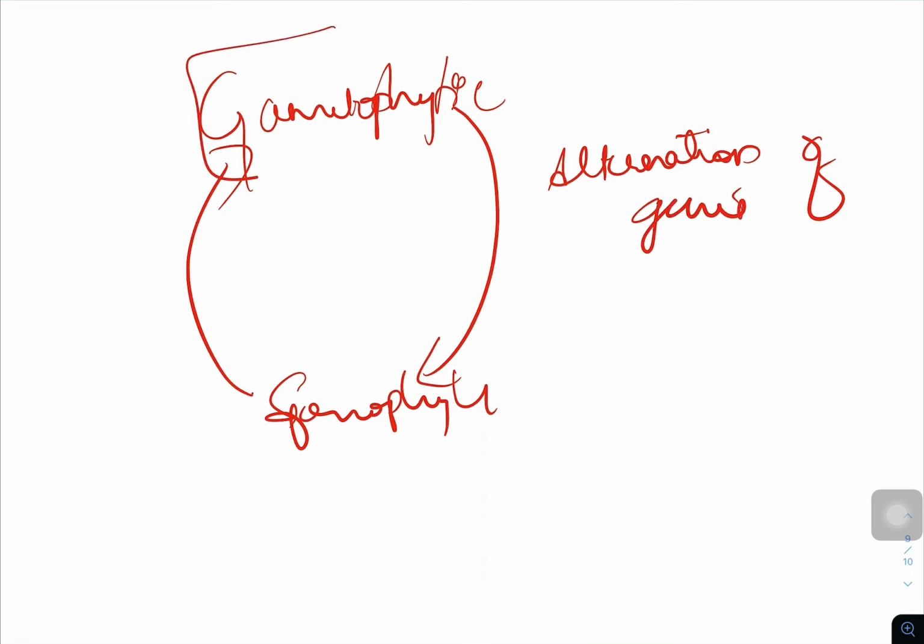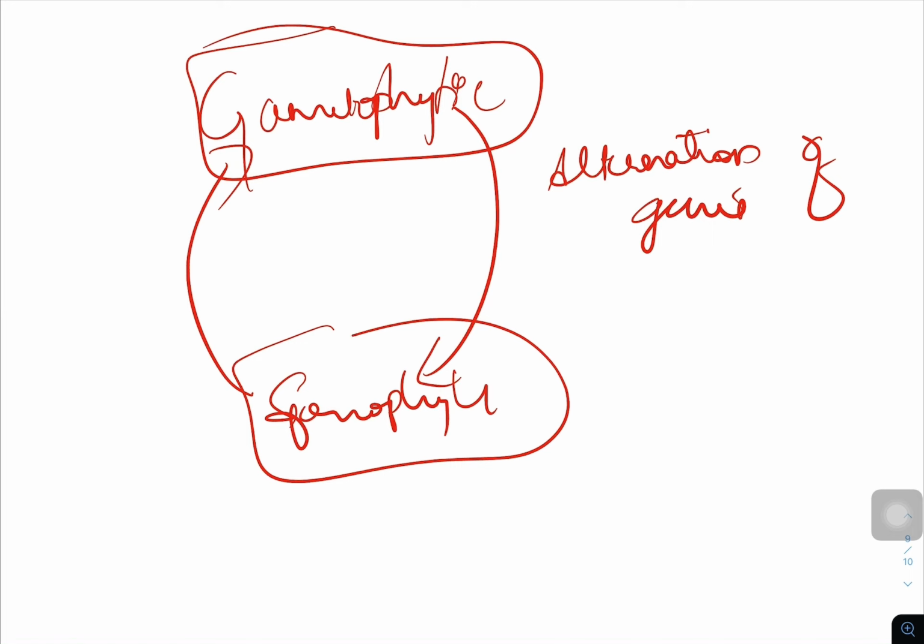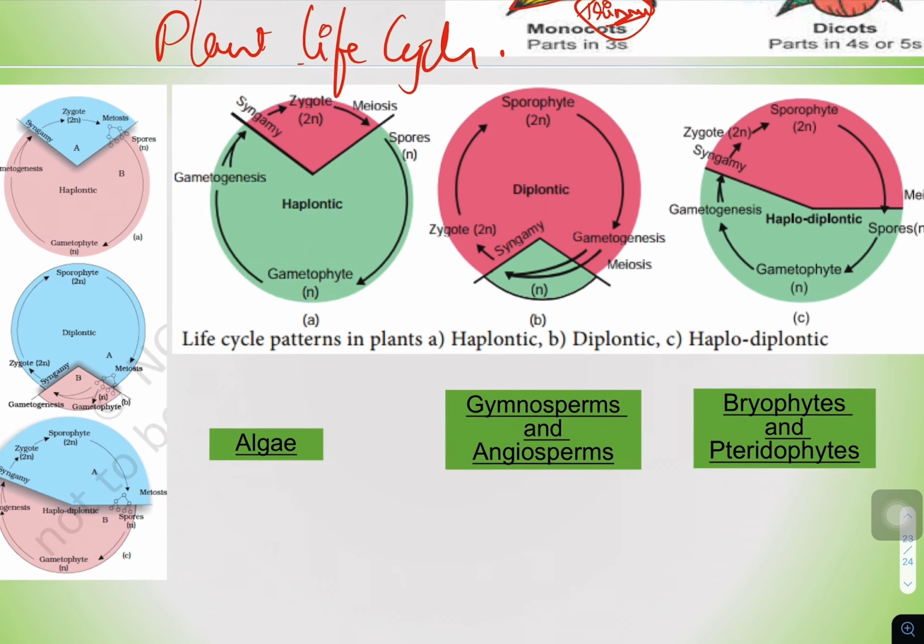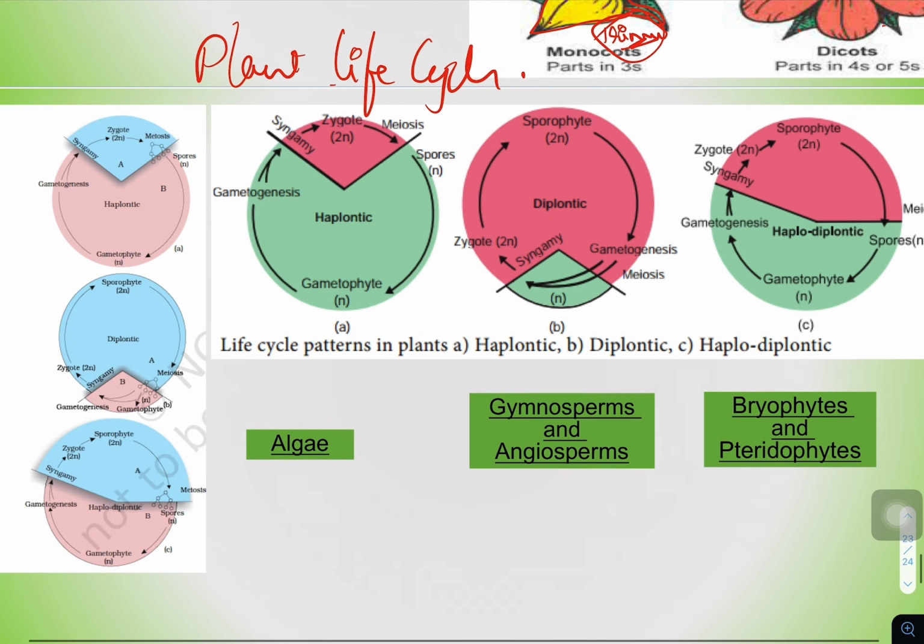In some plants gametophyte is dominant, in some plants sporophyte is dominant, but in some plants both are equally dominant over one another. That we are going to study in this topic, that is plant life cycles. Depending upon the time consumed by the different phases, there are different life cycles. We can classify those life cycles into three types. First one is haplontic life cycle, next one is diplontic life cycle, and another one is haplodiplontic life cycle.